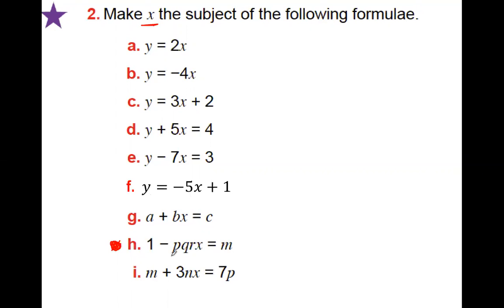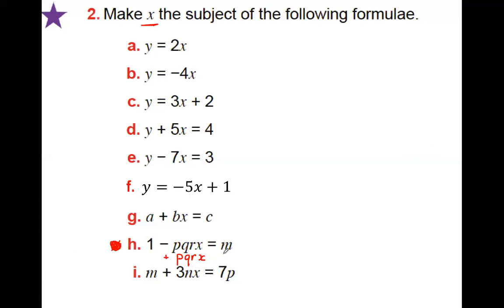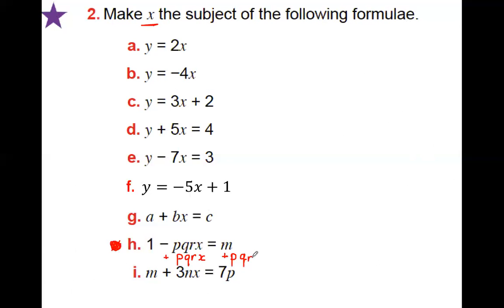So to get this X positive, I need to add PQRX on both sides. If I do that, you're going to get X positive. Guys, I see so many people making silly mistakes with negative numbers. It's not that I freak out when I see a negative, but I would rather make my life easier.